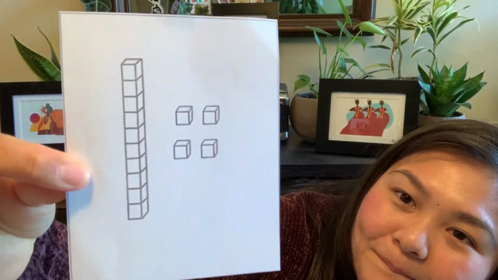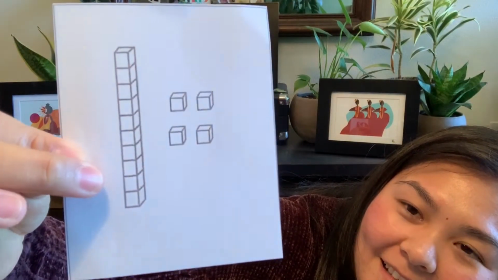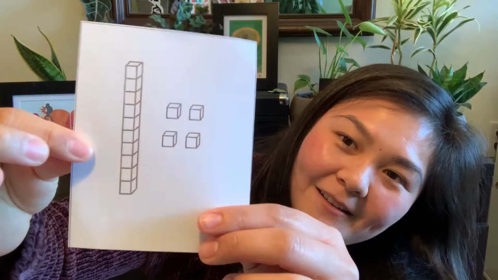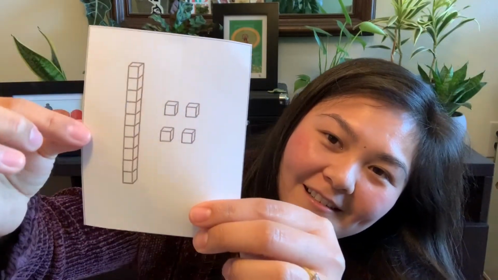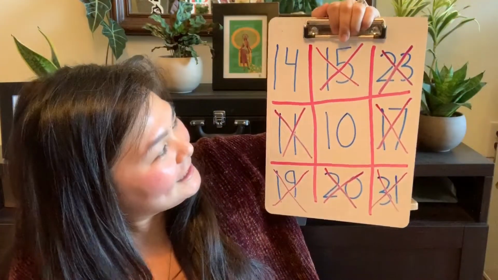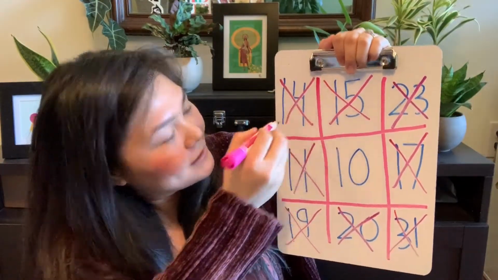Here's another one. How many do you see? 10 stick and then some ones. We're gonna count on from 10. Ready, go. 10, 11, 12, 13, 14. The last number we said is 14. Let's find the number 14. Oh, for me, it was the first number. 1 and a 4 is 14.